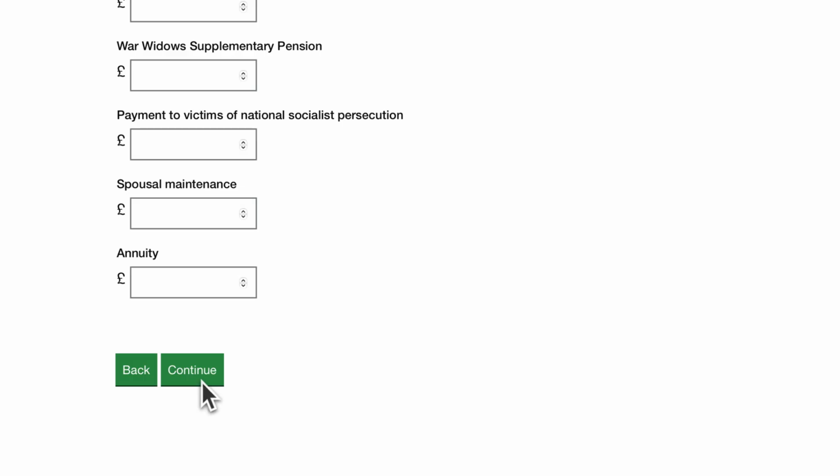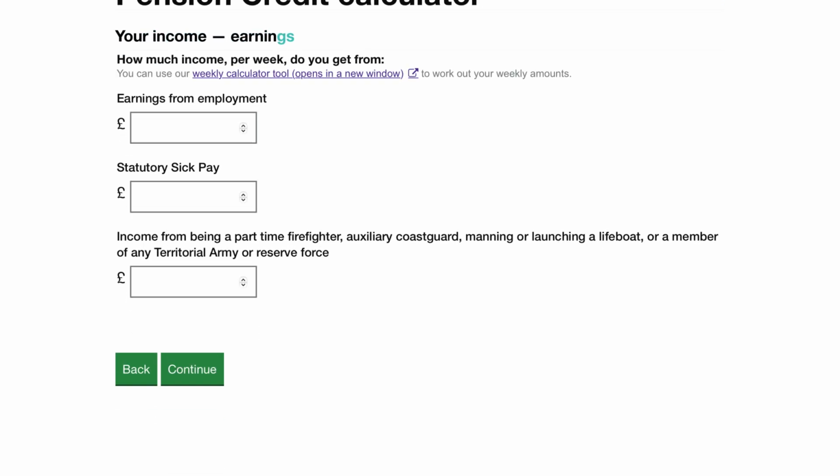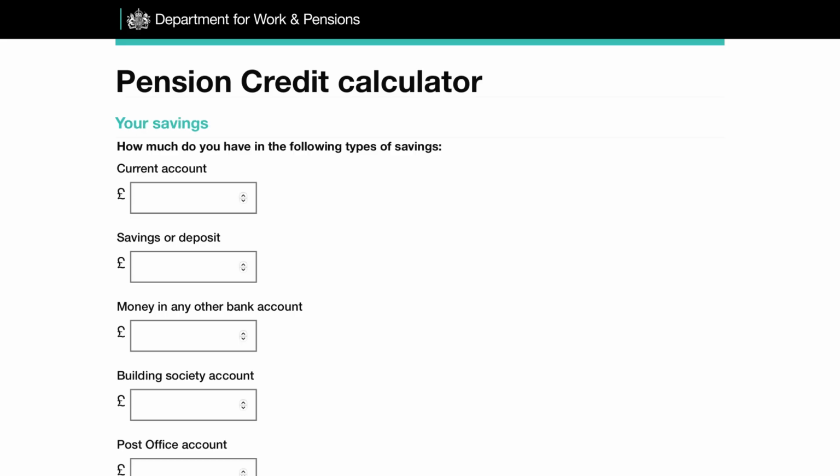Jackie does not receive any income from earnings, so this section can also be left blank. Jackie types that she has savings of £22,000 and then continues to the summary, where she can check all of her answers.